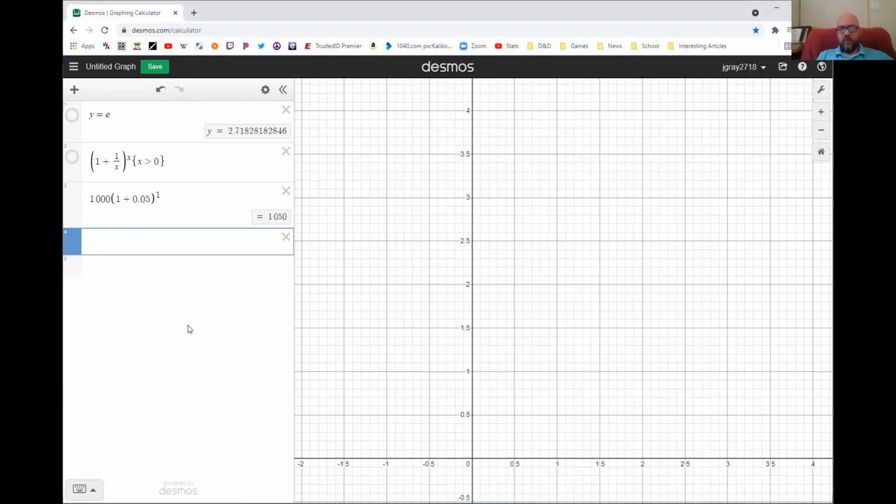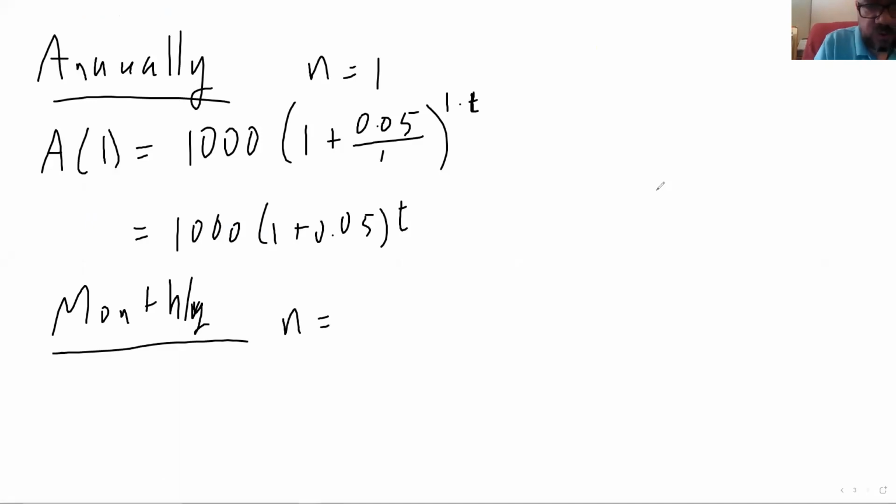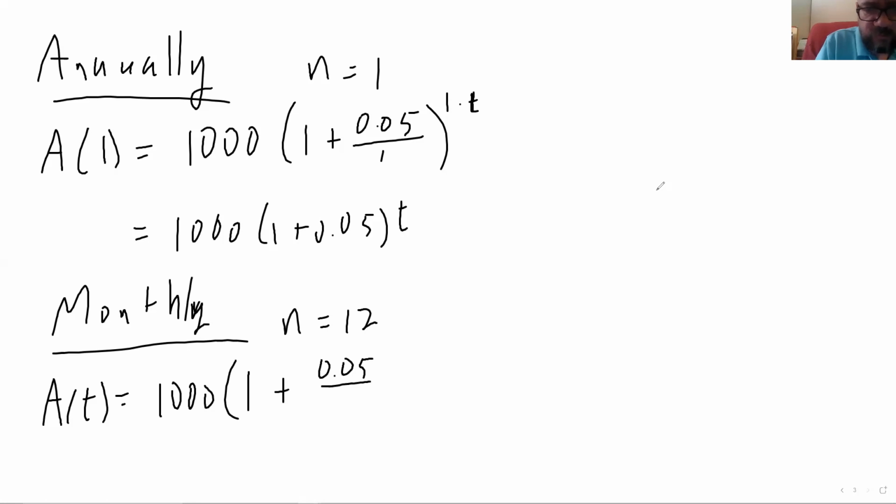All right, let's see what happens if we are compounding monthly. Was monthly the second one I did? Monthly and then daily, yeah. Let's switch back to the whiteboard. N here is going to be 12. So n equals 12, and A of t is going to be 1,000 times 1 plus r over n, so 0.05 over 12, to the nt. Well, t is 1, but n is 12, so we get 12 times t.